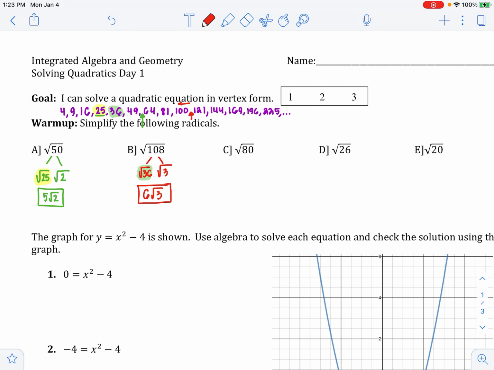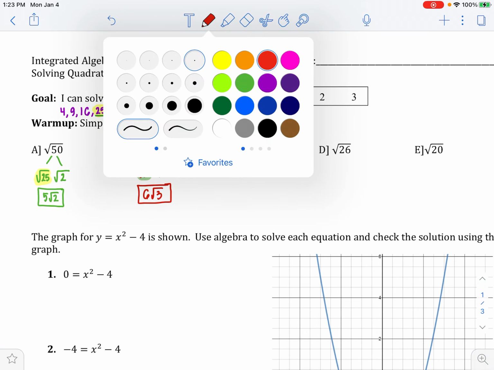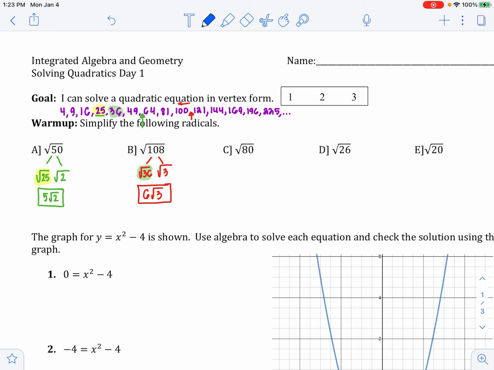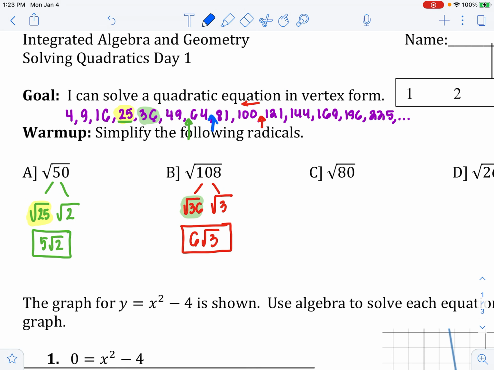All right, next one is the square root of 80. So first thing I'm going to do is say, do I know the square root of 80? Is it a perfect square? No, it's not. 80 would fall right here. Does 64 go into 80? No. Does 49? No. Does 36?